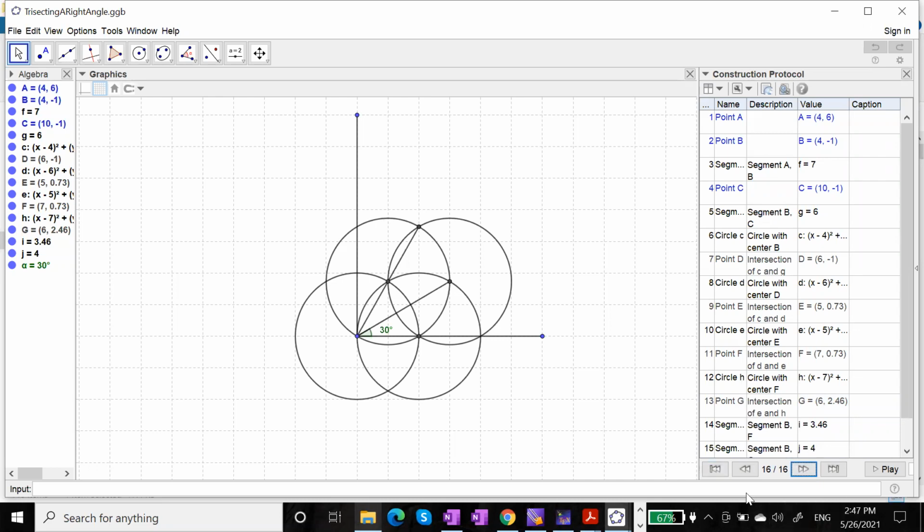It works with 90 degrees. Okay, but it won't work with other angles. That is correct. It won't work with other angles, I know. Then what's the point?